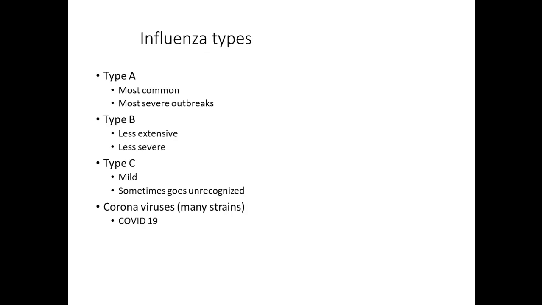Influenza type A is what we see. Type B is maybe what we see after a person has type A. It's less severe, and sometimes people don't even know they have it. Type C is very, very mild, and many times type C will actually go unrecognized.